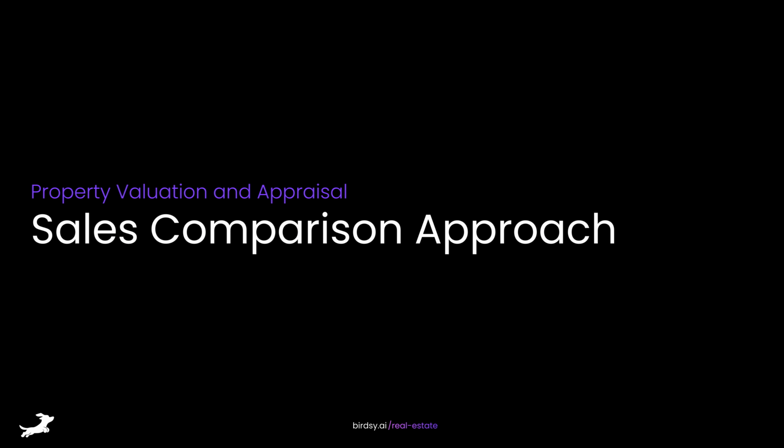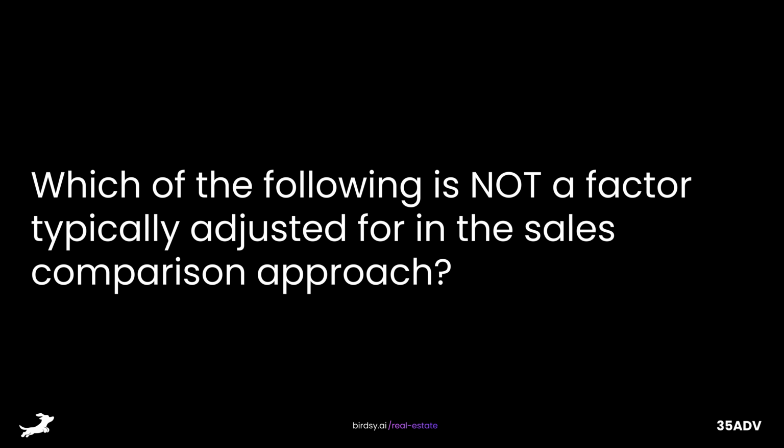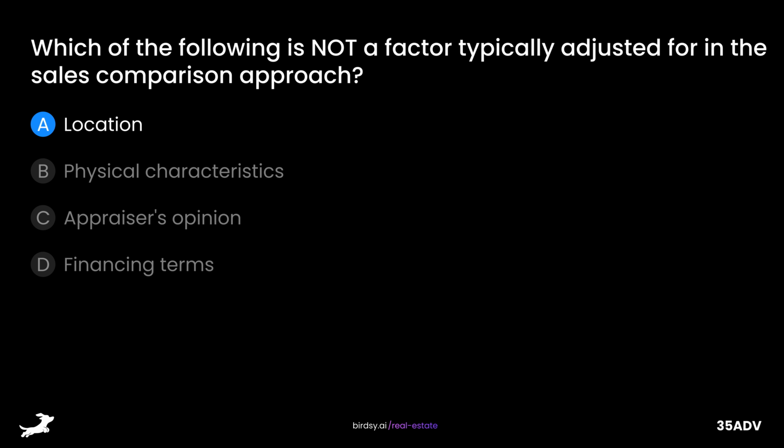Sales comparison approach. Which of the following is not a factor typically adjusted for in the sales comparison approach? Is it A, location? B, physical characteristics? C, appraiser's opinion? Or D, financing terms? The answer is C, appraiser's opinion.